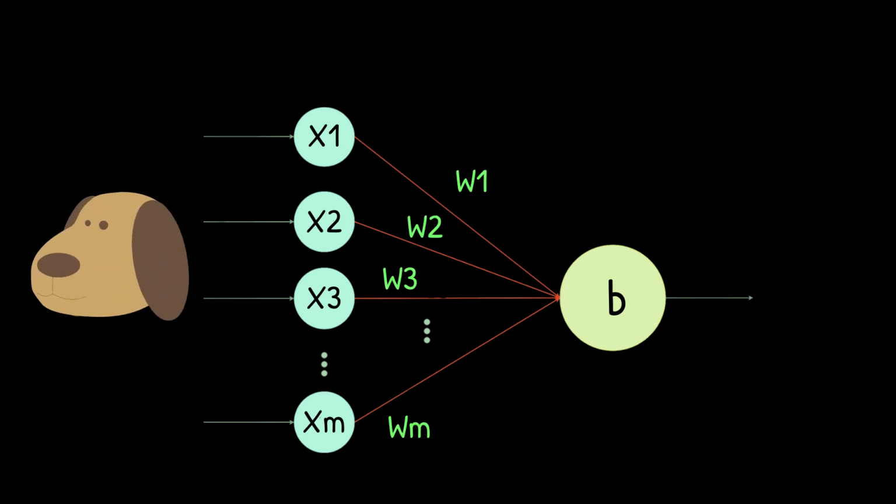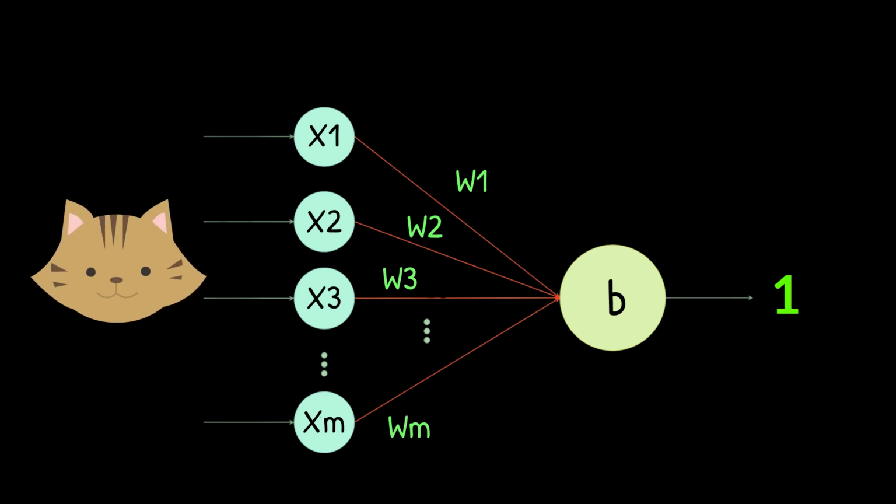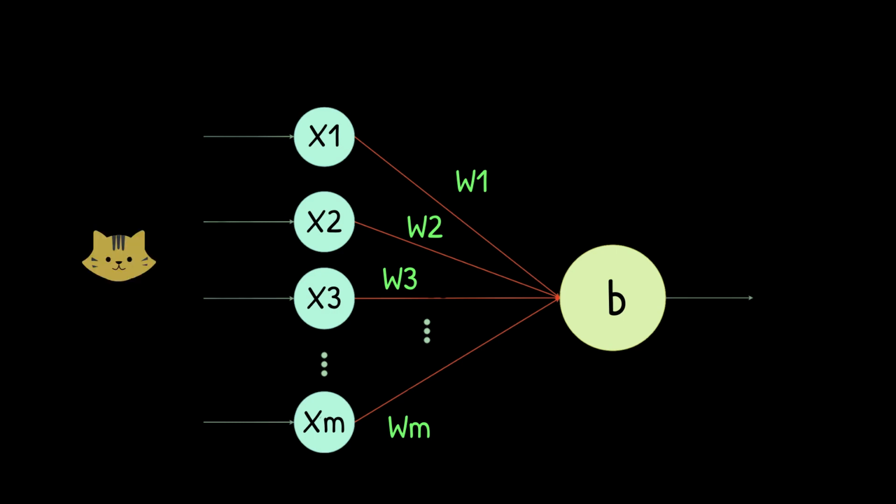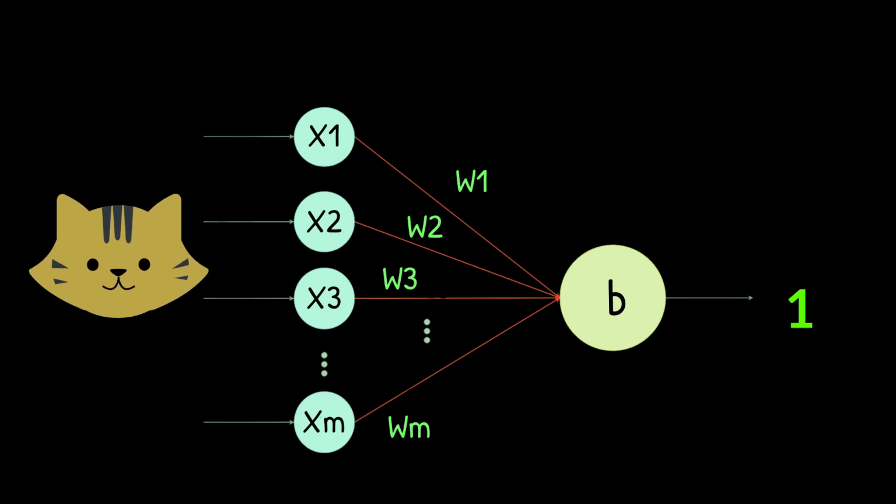Once the perceptron has been trained, we can use it to recognize cats in new images. The perceptron takes in the pixel values of the new image, applies the weights it has learned, and outputs a 1 if it recognizes a cat.